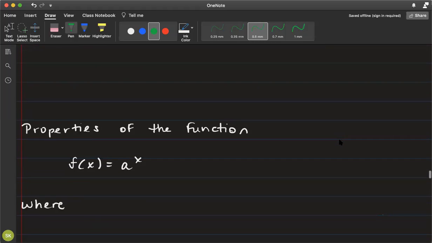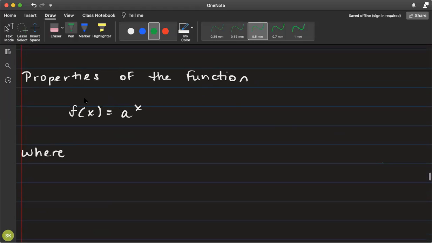So let's write that down. Some properties of the function f of x equals a to the x, where a is between 0 and 1. So here are our properties. They're very similar. We're going to have no x-intercepts.